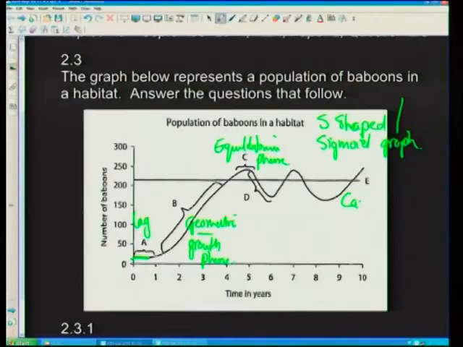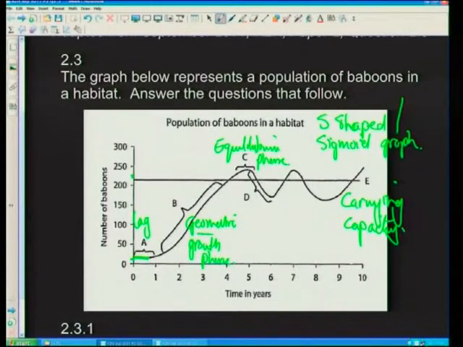E is the carrying capacity. Now, the carrying capacity is the number of organisms that this area can have comfortably. That's the carrying capacity of the area. Now, clearly here, the carrying capacity is about 225. So I'll say this is about 250 plus minus 215. So at 215, that's the average of what survives comfortably, because that is the carrying capacity of this area.